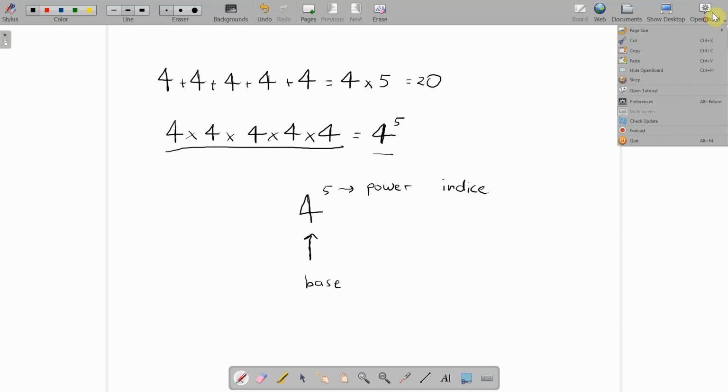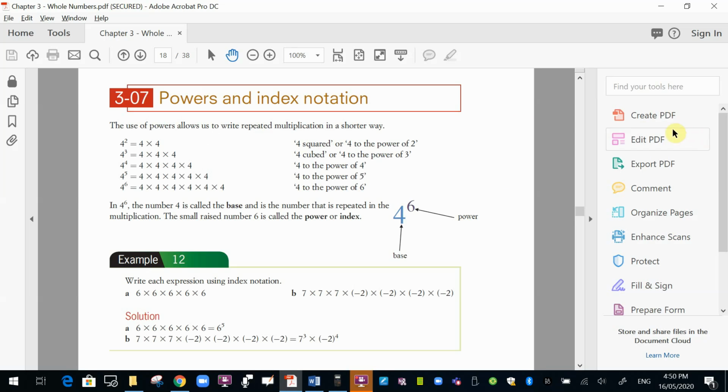Okay, let's have a look now at what the textbook has to say. So in this case, where they've used 4 like I did, 4 is the base and 6 is the power. That's the same for this one. 4 times 4 times 4 times 4 times 4 times 4. Write it as shorthand as 4 base and 6 power. And they say 4 to the power of 6. 4 times 4 times 4 times 4 times 4, like we did in our example, 4 to the power of 5.